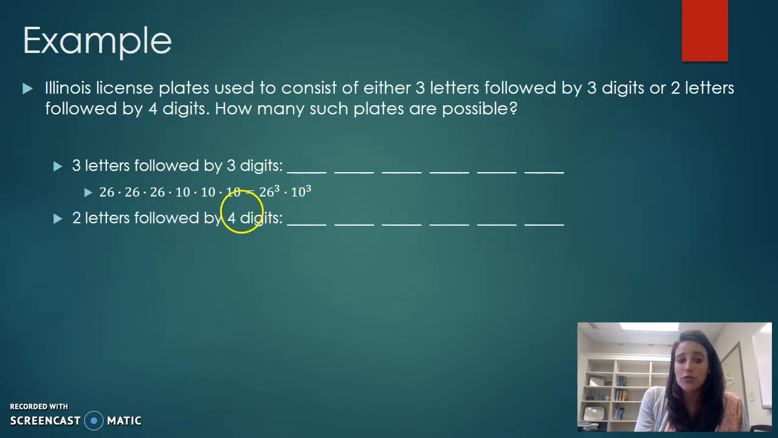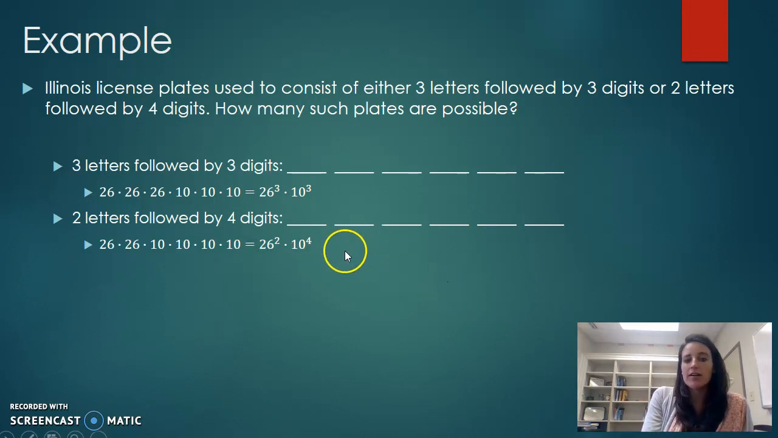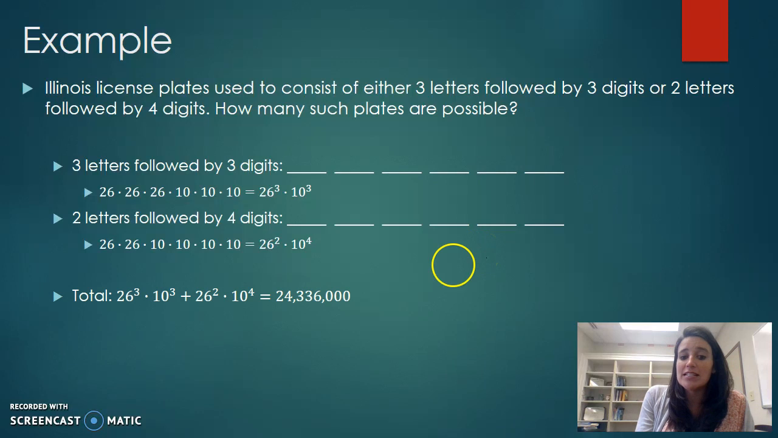Now we need the case for 2 letters followed by 4 digits. So the first 2 blanks will have 26 options since there are 26 letters. And then the last 4 blanks will have 10 choices since there are 10 digits. So we have 26 squared times 10 to the 4th for case 2. To get the total, I just need to add those individual cases, and there are 24,336,000 options for Illinois license plates.